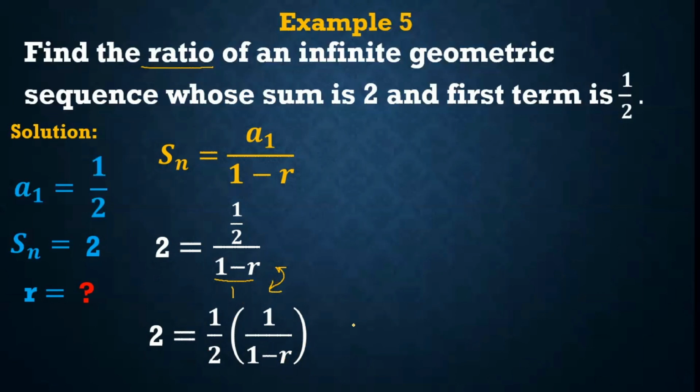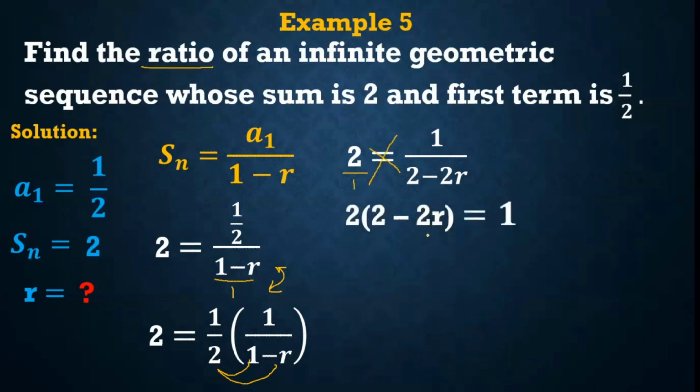Unahin po natin 1 times 1 equals 1. And then 2 times 1 is 2. And then 2 times negative r is negative 2r. After po niyan, yung gagawin natin po, understood na merong denominator na 1, yung 2, cross-multiply lang po natin. Ayan. So 2 times 2 minus 2r. And then yung kabila po, 1 times 1 equals 1. So ayan, distribute po natin. 2 times 2 equals 4. And then 2 times negative 2r is negative 4r. Then bring down lang natin yung kabilang side, which is positive 1.